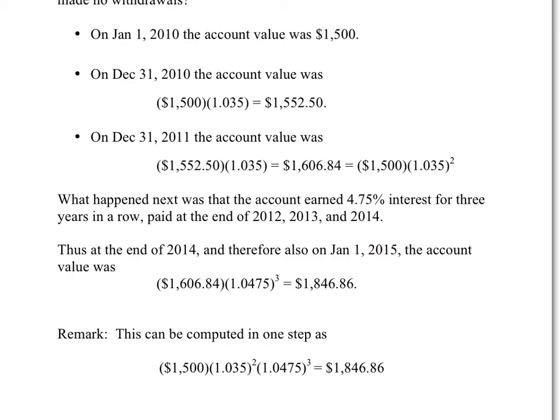That's on the last day of 2014, and it's still that same amount on the first day of 2015. Notice that there actually is a legitimate shortcut here. There wasn't when we made withdrawals along the way, but in this problem, it's only the interest rates that are changing. It would have been completely legitimate to take that initial $1,500, multiply twice by 1.035, then 3 times by 1.0475, and if we wanted, just compute this as one single expression, we would have gotten the same answer. All we did in the step-by-step method was separately multiply by these individual growth factors, so we're allowed to put them all together into one single expression.